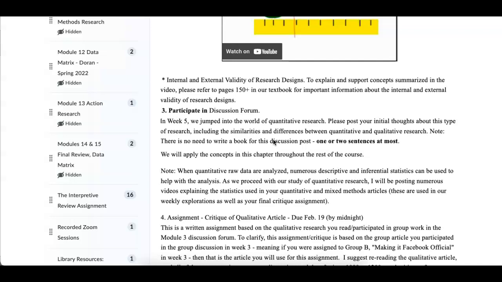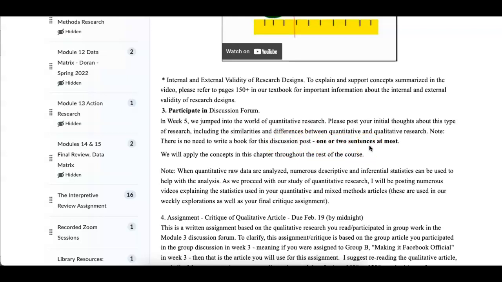Because as you can see, number 4, we have an assignment due next week, or excuse me, next Sunday, which is 8 days from now. I kept this in because I made it as simple as possible. I say, participate in the discussion forum. In week 5, we jump into the world of quantitative research. Please post your initial thoughts about this type of research, including, but it doesn't have to include, the similarities and differences between quantitative and qualitative research. Note, there is no need to write a book for this discussion post. 1 or 2 sentences is really what I'm looking for.